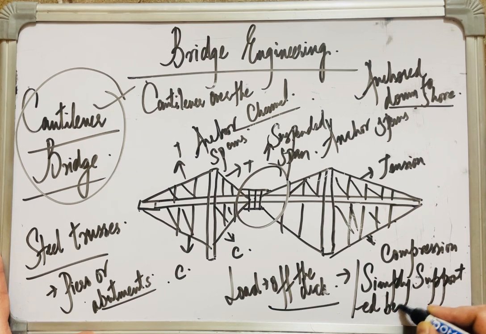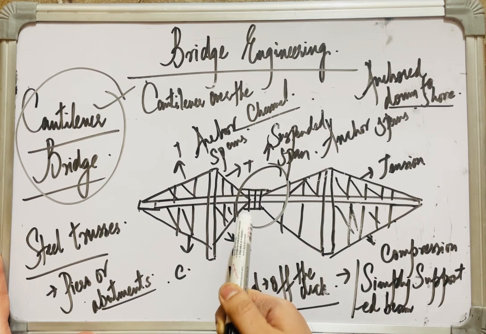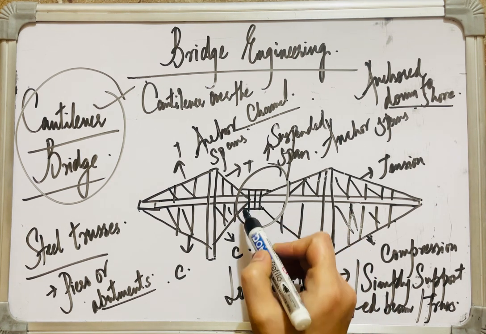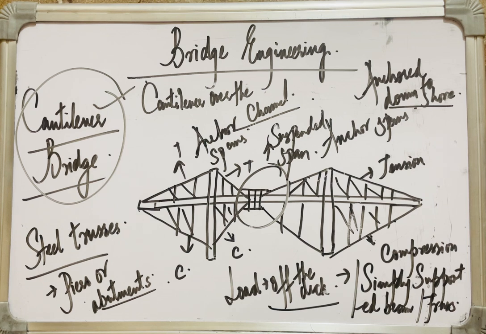or truss. This central span, or suspended span, in case of cantilever bridges can act as a simply supported beam or truss, with the ability to carry their loads by tension in the upper chords and compression in the lower chords. So this is the central span. All right, this is the central span of this cantilever bridge, and this can behave either as a simply supported beam or even as a truss.